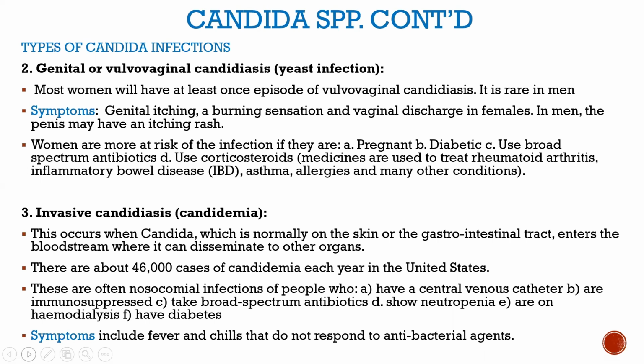So women that are at more risk of the infection are those that are pregnant, that are diabetic, that use broad spectrum antibiotics, that use corticosteroids. Corticosteroids are medicines used to treat rheumatoid arthritis, inflammatory diseases, asthma, allergies, and other diseases. Women that use these drugs for a very long time, or women that are pregnant, the hormonal changes can affect the pH of the genital area, and they can come down with this yeast infection.